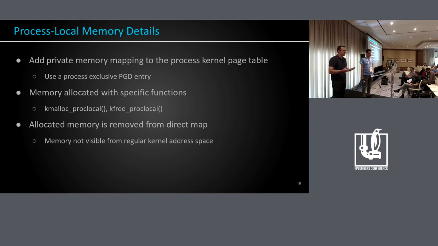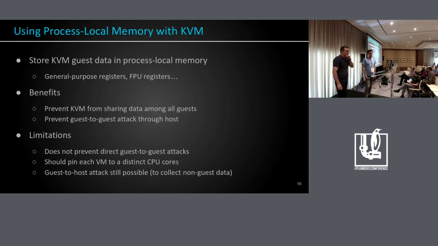So only the way you allocate your memory is going to change, and only this process will see this memory. Also, the memory you allocate is removed from the direct map so that it cannot be accessed from the regular kernel address space. So this was also used for KVM, to store KVM guest data in the process local memory instead of in the regular kernel page table. So you store the general purpose registers, FPU registers, things like that.